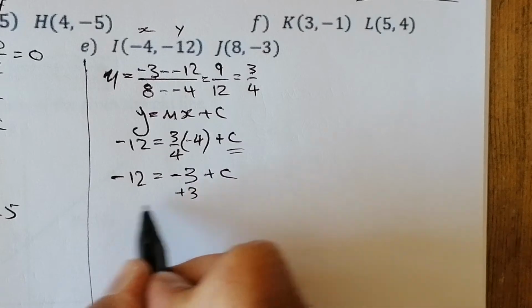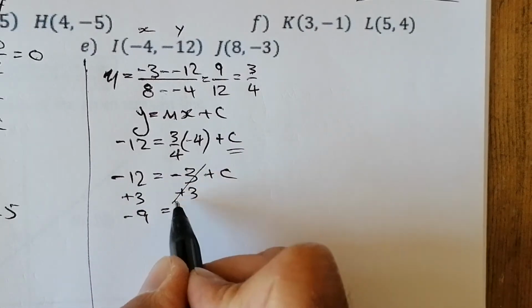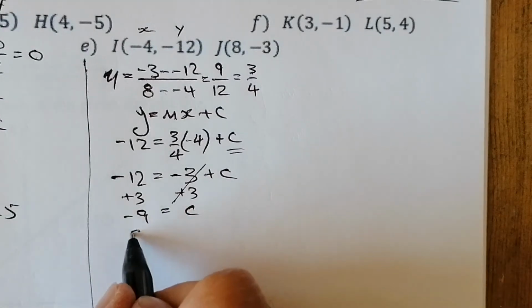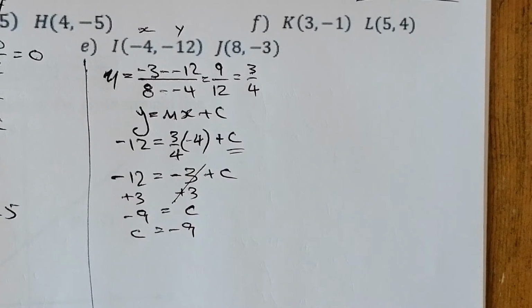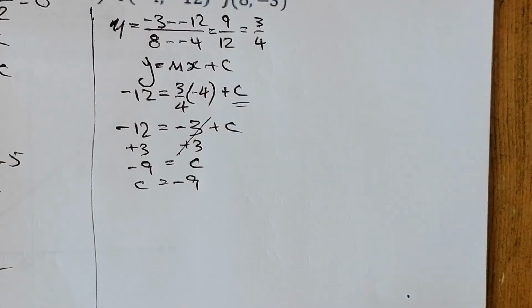I'm going to add 3 to both sides. And what that will give me is minus 9 here. These get eliminated, and that's my c value that I've worked out now. Okay, so c equals minus 9. So you've got to be good with your fractions, and starting to get good with your negative numbers as well.